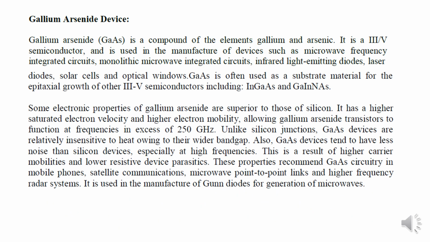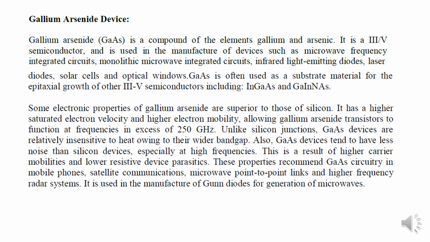Next is the gallium arsenide device. It is a compound of the elements gallium and arsenic, and it is used in the manufacturing of devices such as microwave frequency integrated circuits, monolithic microwave integrated circuits, infrared light emitting diodes, laser diodes, solar cells, and optical windows.